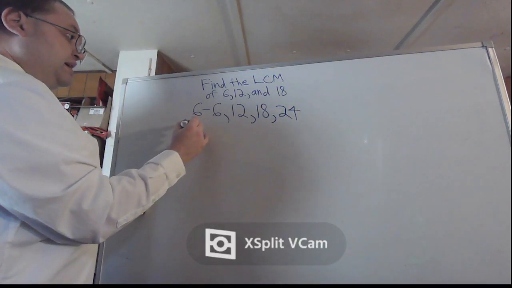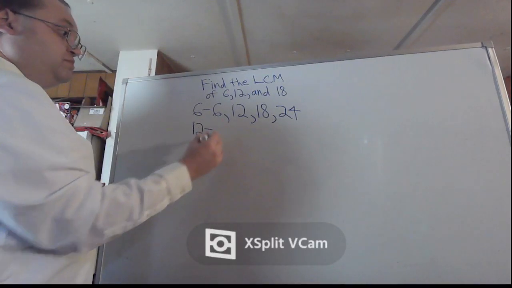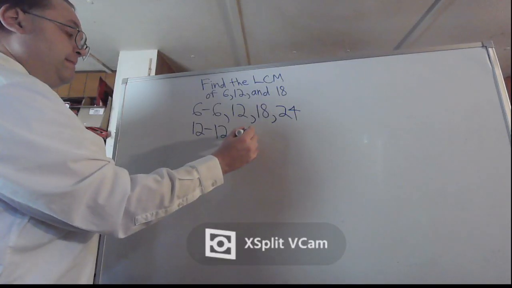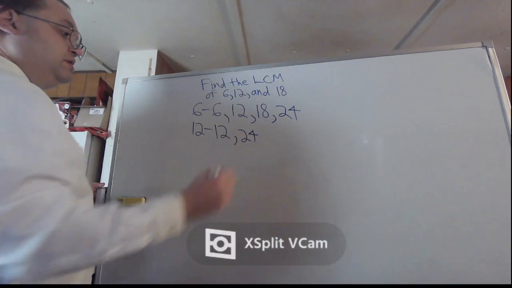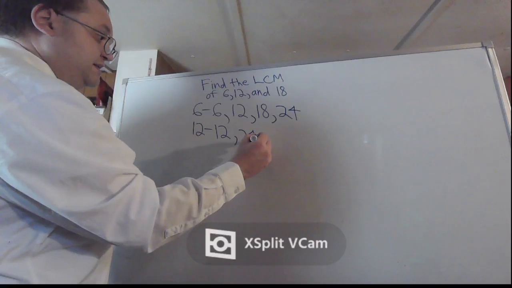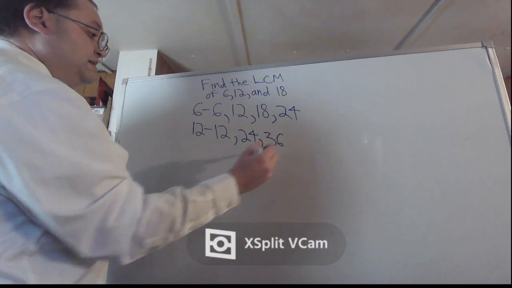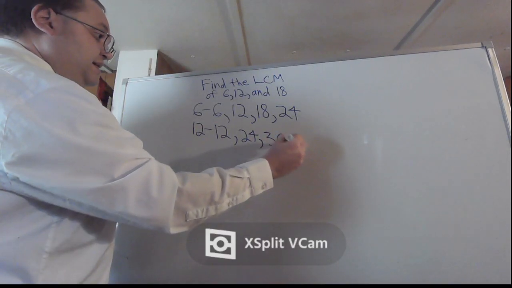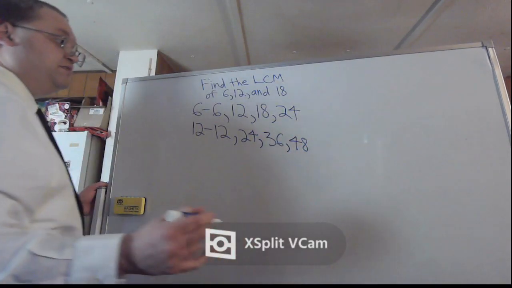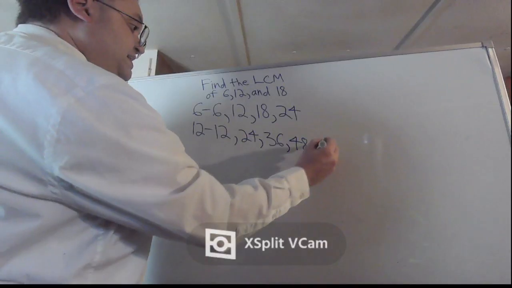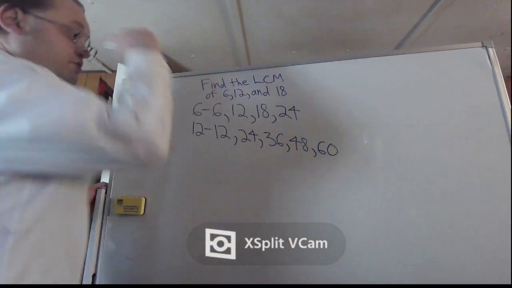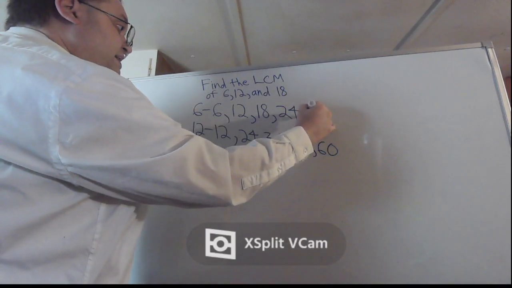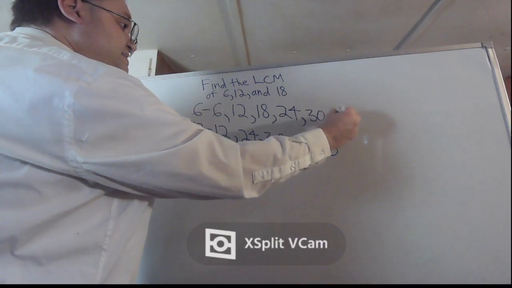Alright. How about 12? 12 times 1 is 12. 12 times 2 is 24. 12 times 3 is 36. 12 times 4 is going to be 48. 12 times 5 is going to be 60. Let's do a couple more for 6. 6 times 5 is 30. 6 times 6 is 36.